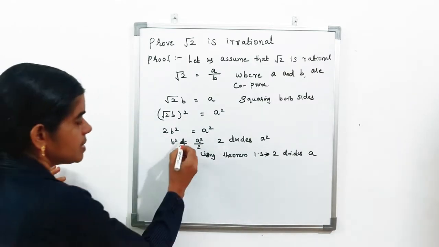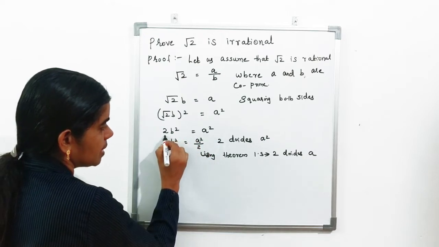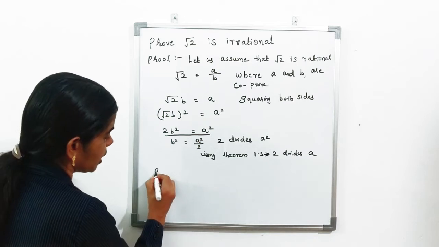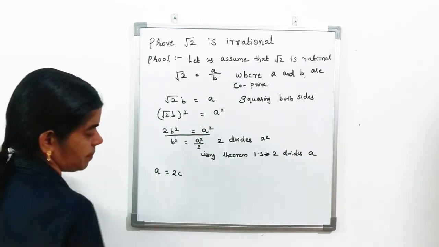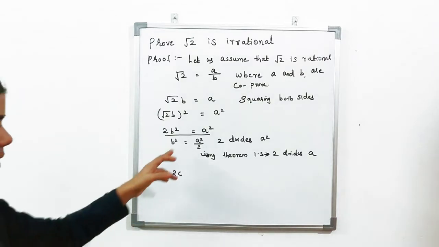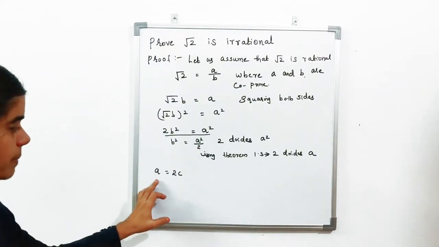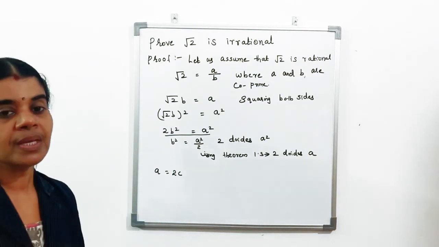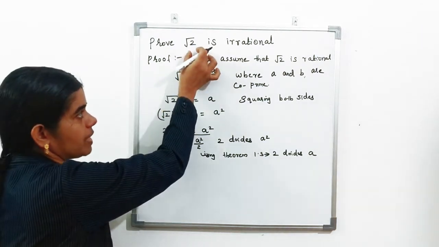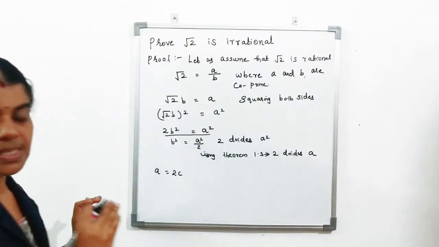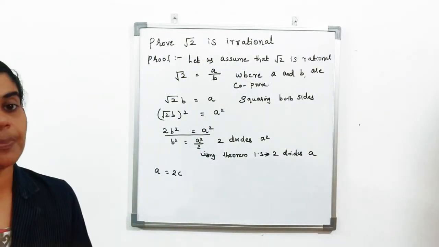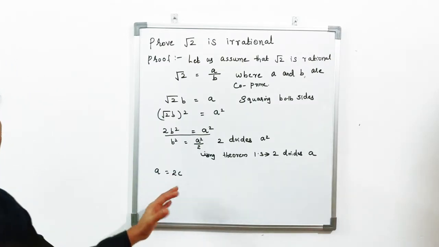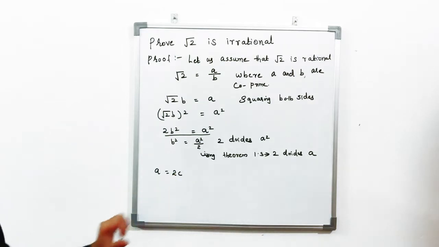After that, we use this equation again and substitute a equal to 2c in this equation, where c is any integer. Here we are proving root 2 is irrational, that's why we have taken a is equal to 2c. But if you are proving root 3, here you want to use 3c. If you are proving root 5, here you want to use 5c. Like that.